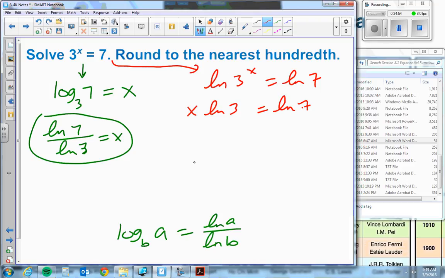Which, that's beautiful, because now I can just divide by natural log of 3, and you get the same results. So remember that taking log of both sides on an exponential is going to allow you to use the power rule, which simplifies things nicely.